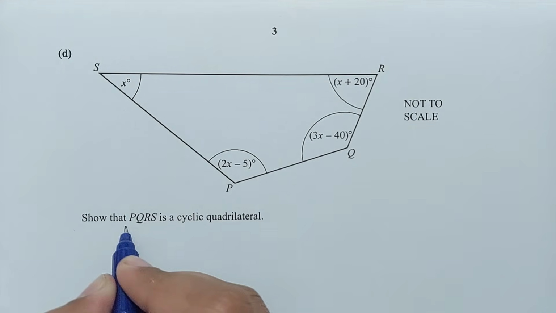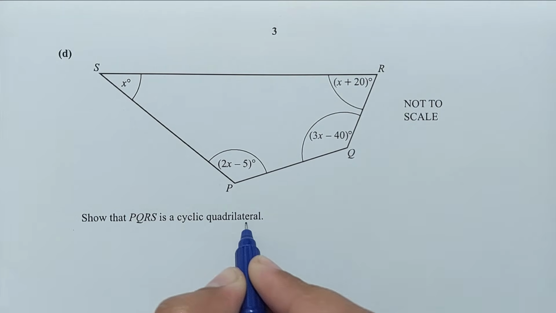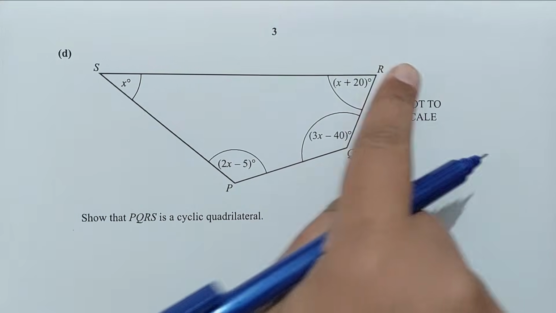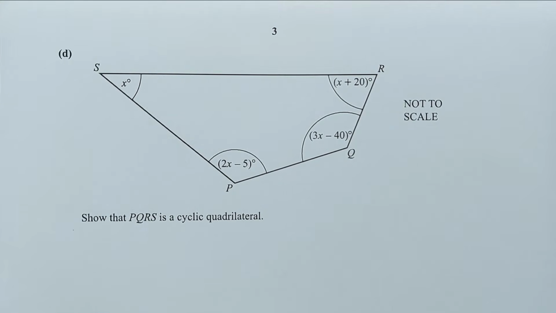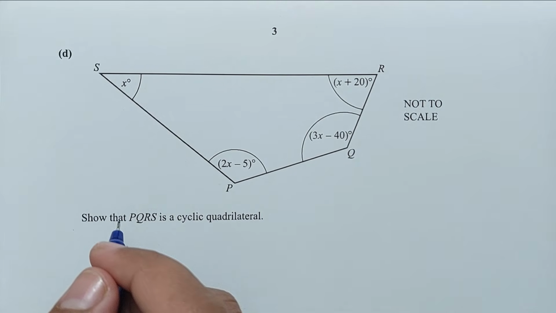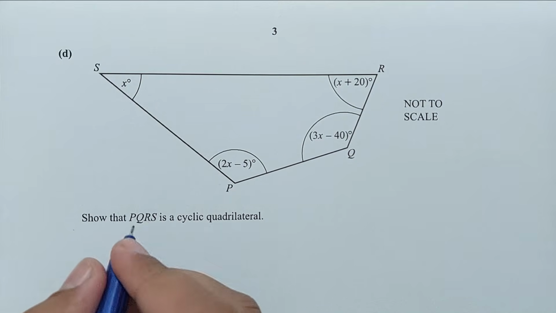Now for part D, show that PQRS is a cyclic quadrilateral. PQRS. For a cyclic quadrilateral, opposite angles add up to 180. These two angles and these two angles. So first we have to solve for x, right? For a quadrilateral, the sum of all angles should equal 360.